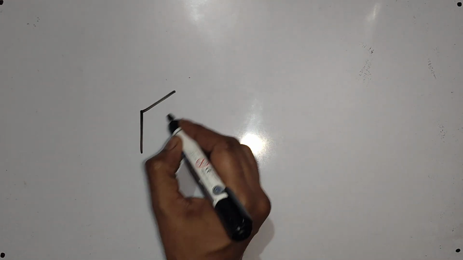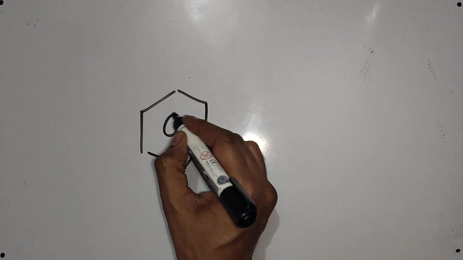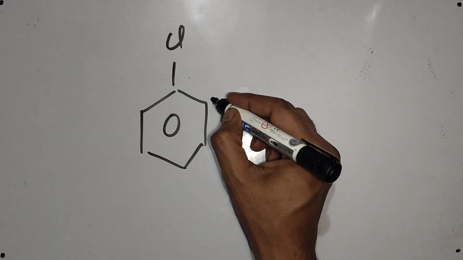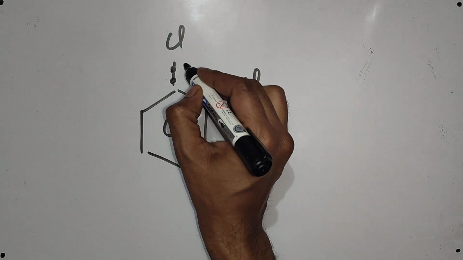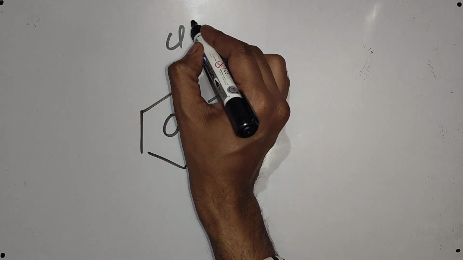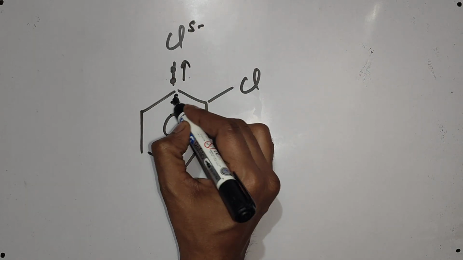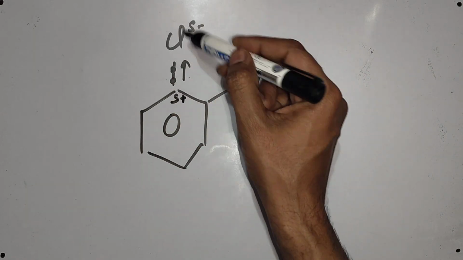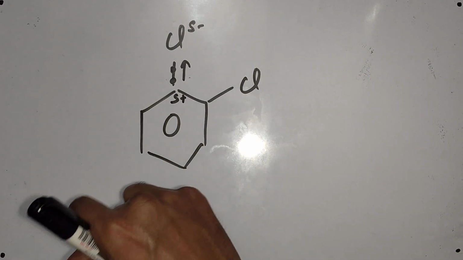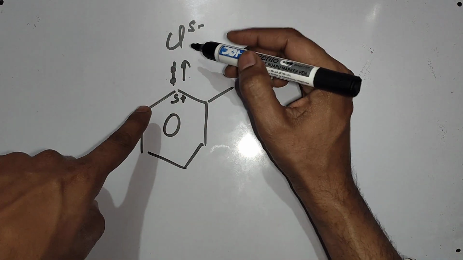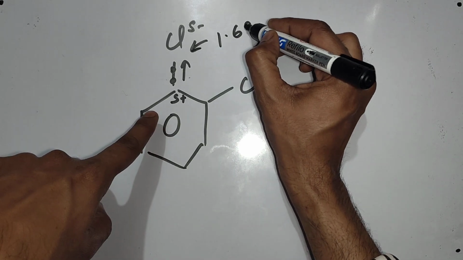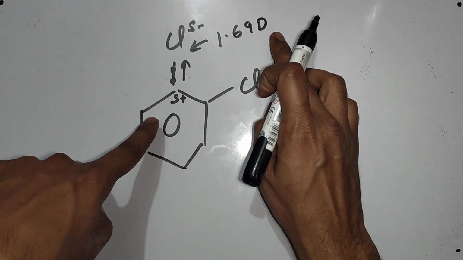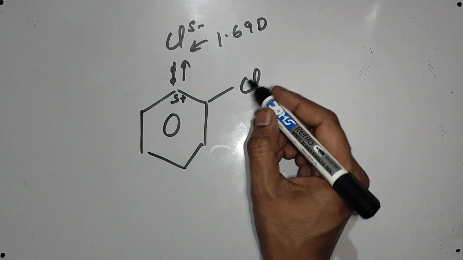Now, in these cases, I will take the example of ortho. Chlorine is more electronegative than carbon, so electrons are going toward chlorine. Chlorine is carrying a negative charge, carbon will carry a positive charge. A dipole is generated there. If a dipole is there, dipole moment will be there. The dipole moment of this dipole is already calculated as 1.69 D. D is the Debye unit of dipole moment.